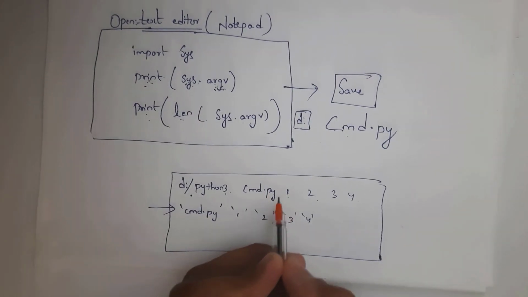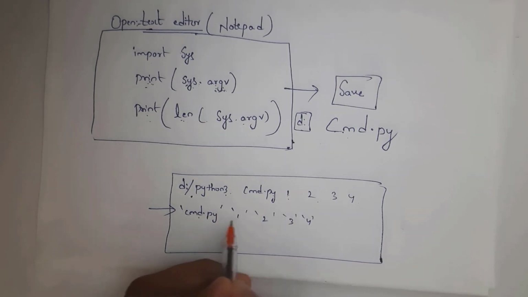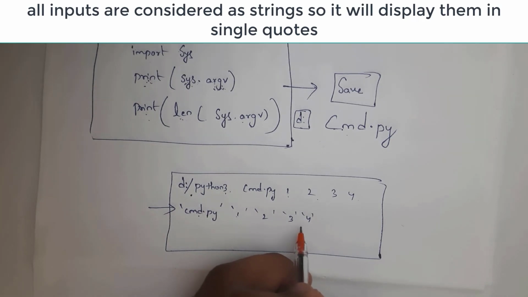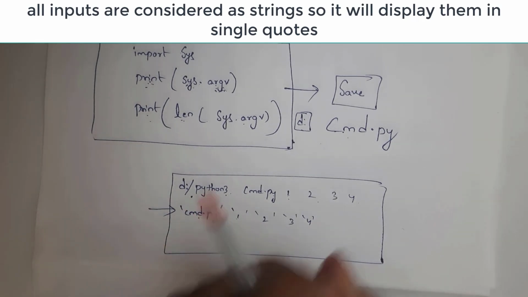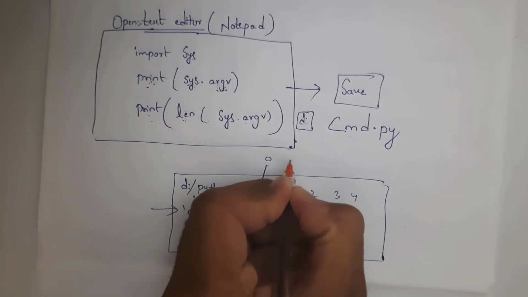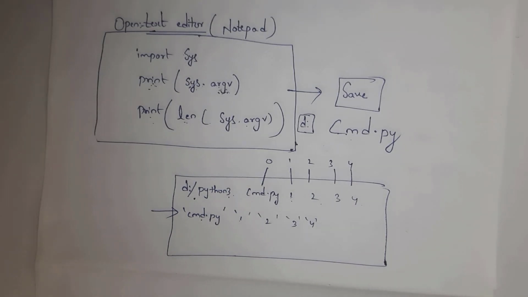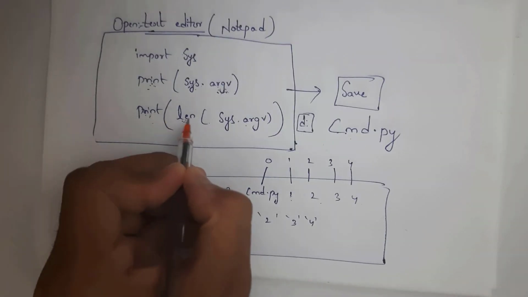So after giving inputs, whenever you click on enter you will get output cmd.py, which is the file name. Next input 1, 2, 3, 4 in single quotations. It will display all those inputs in single quotations, where cmd.py is present in index number 0, input 1 in index number 1, 2 in index number 2, 3 in index number 3 and 4 in index number 4. And next I have written here print length of sys.argv.